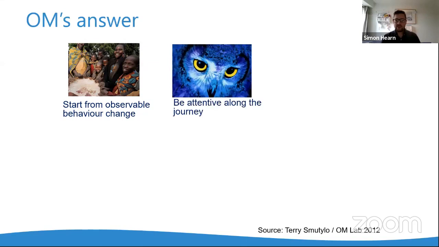Outcome mapping helps us to be attentive along the journey, not just focused on the goal or the end point, but to recognize that we are in a progression, that change is a continuous process, and we have to be watching as we go.